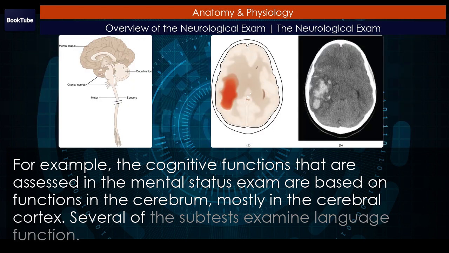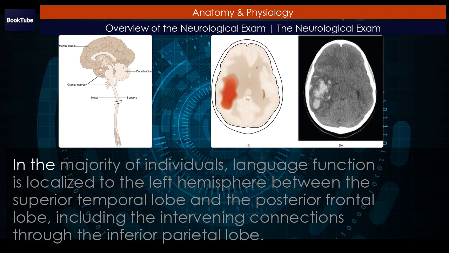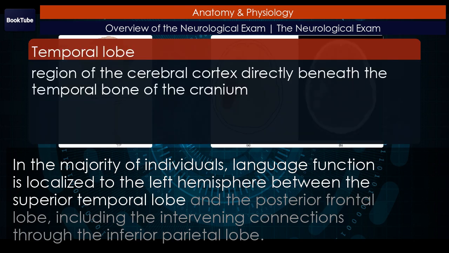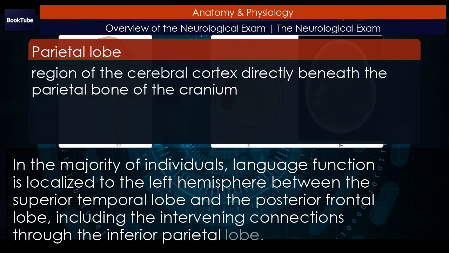Several of the subtests examine language function. Deficits in neurological function uncovered by these examinations usually point to damage to the left cerebral cortex. In the majority of individuals, language function is localized to the left hemisphere between the superior temporal lobe and the posterior frontal lobe, including the intervening connections through the inferior parietal lobe.